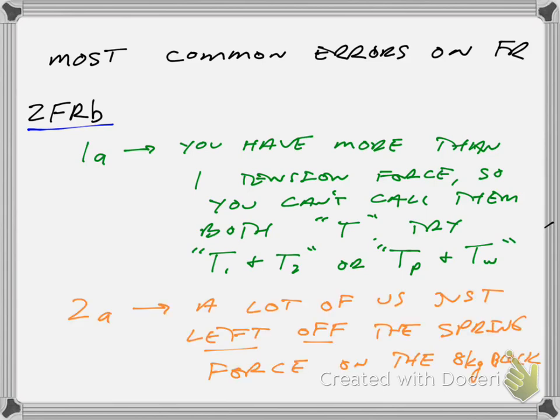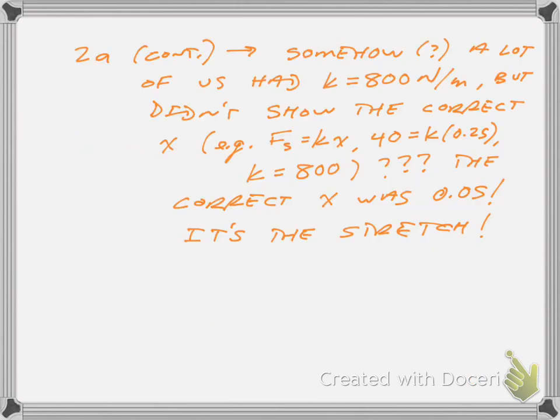On 2A, a lot of us just completely left off the spring force on the 8 kilogram block. You put the tension force to the right from the string, but then forgot to account for the spring which is holding it in place. A warning should have gone off in your head that the block's sitting there, it's not accelerating, and so there should have been a balancing force to the left. So just be careful on things like that.